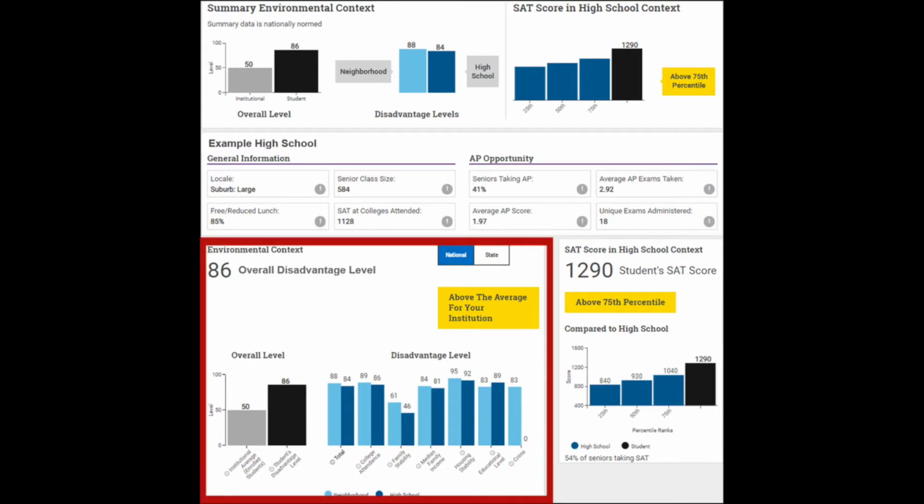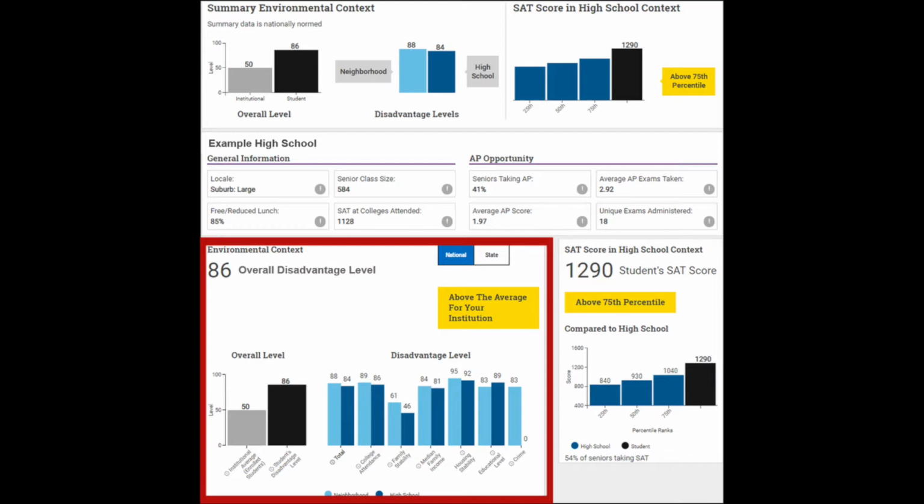And then you see they go into depth with the environmental context, and they're using the national rate here, which would be different from the state. It's showing you, if you go to the bottom left overall level, the overall median again is 50. And then this student, in this example, has an overall disadvantage level of 86, which means they're about 36 percentage points above the median.